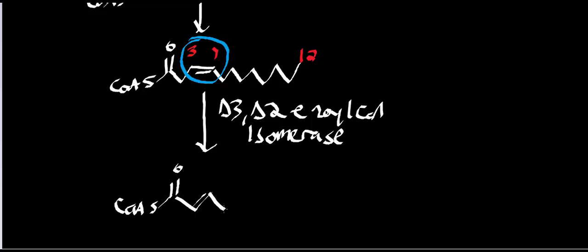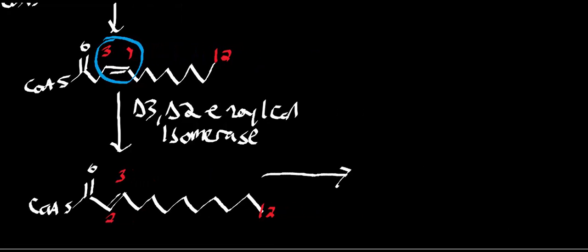So here's 2, 3, 4, 5, 6, 7, 8, 9, 10, 11, 12. Okay, so this is carbon 2, this is carbon 3, and this is carbon 12. And now you just run it through another beta oxidation. The only difference now is that you didn't have to use fatty acyl-CoA dehydrogenase. So as a result of that, you miss out on generating one FADH2. So instead, you're going to start with enoyl-CoA hydratase. And if we run through beta oxidation right here, we're going to shorten by two carbons, and we're going to end up with this. A 10-carbon fatty acid.